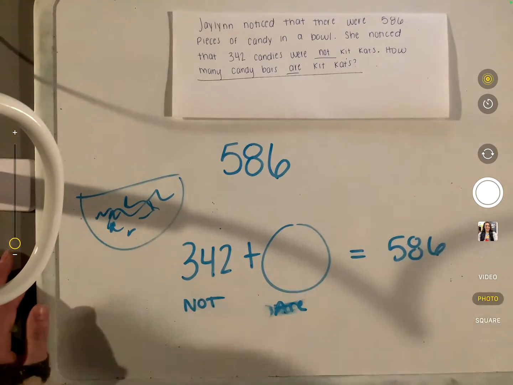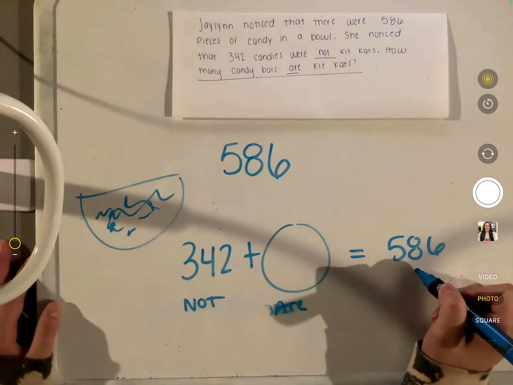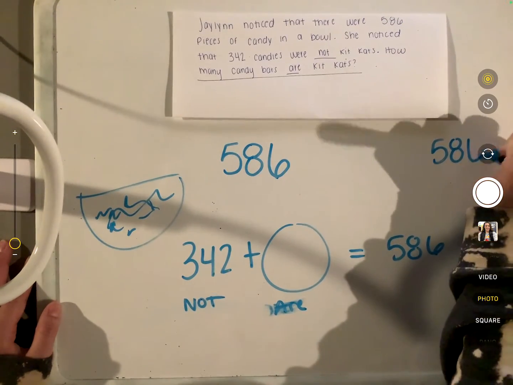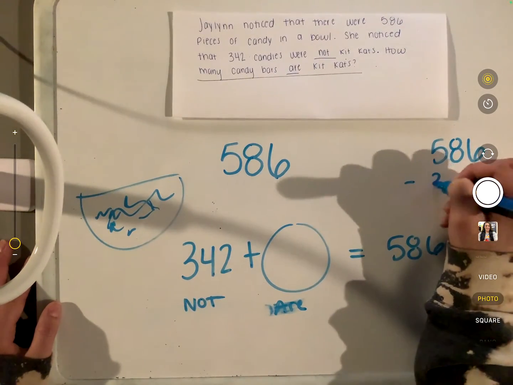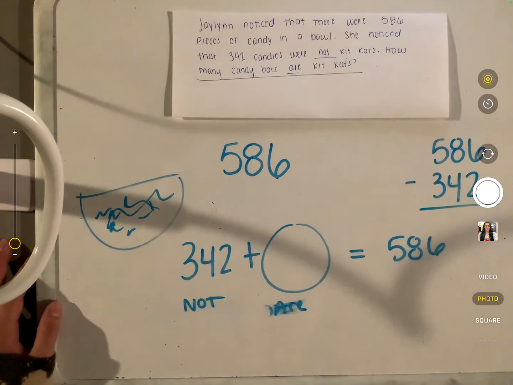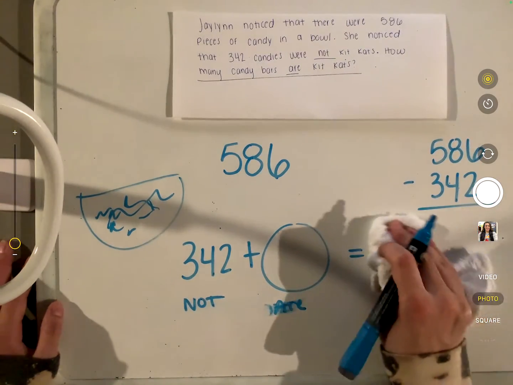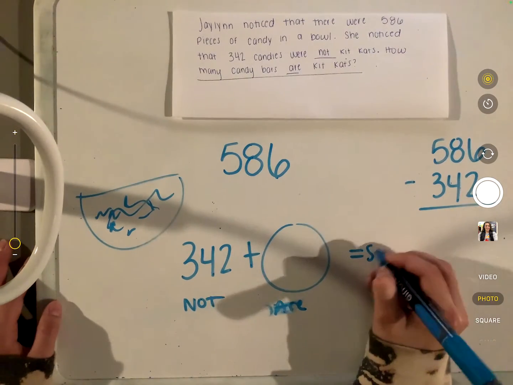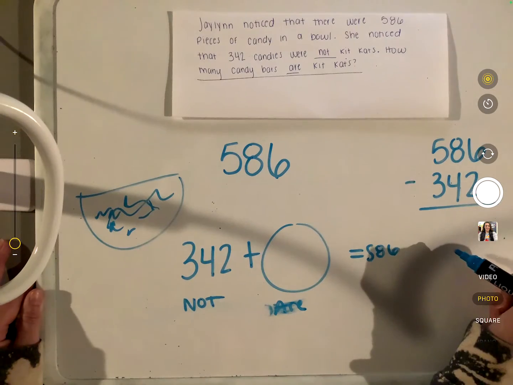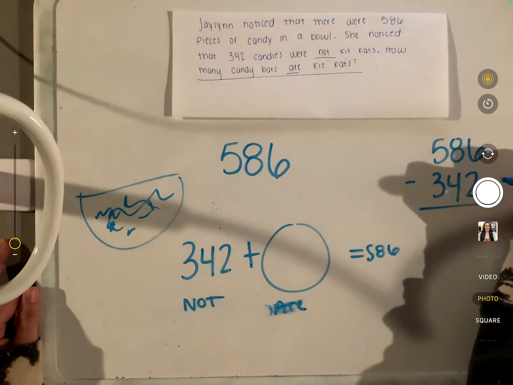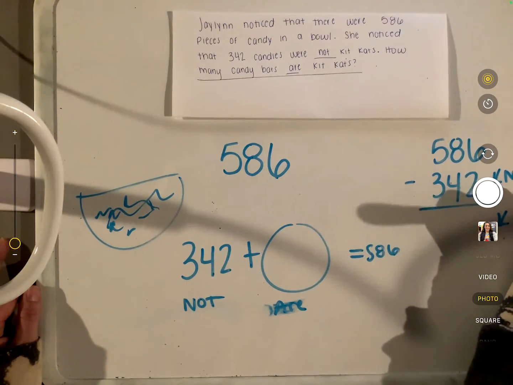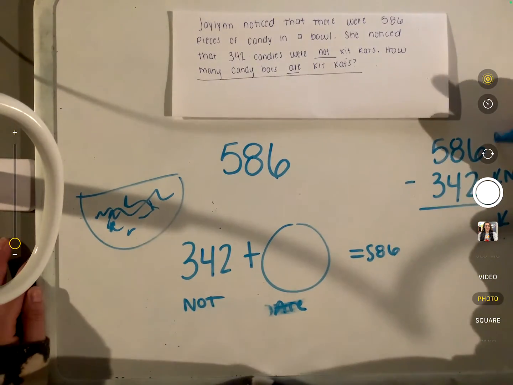Okay, so hear me out. What if I did 586 and I subtracted 342, because that's going to give me how many candy bars are Kit Kats, right? Because this is not. And I need to figure out how many are, and this is how many are all together, right?